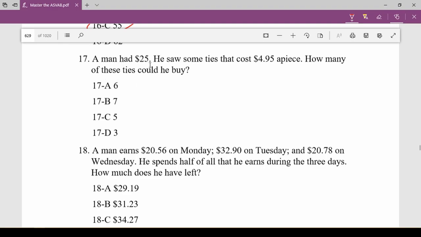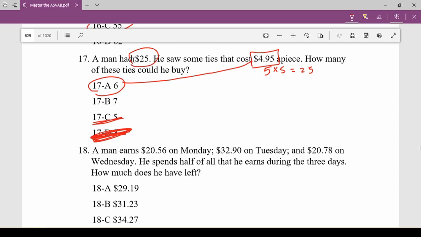Number 17. A man had $25. He saw some ties that cost $4.95 apiece. How many of these ties could he buy with his $25? So in other words, he has almost $5. So we know that 5 times 5 is 25. The ties cost less than 5, so we know he's going to be able to purchase at least 5 ties. We know 3 is not a choice because if the ties were $5 per tie, he could still buy them. And again, we're assuming there's no tax. Now let's just see, if he bought 6 ties for $4.95 apiece, would he have enough money? So let's see if that's going to work. If not, we know the answer is just going to be 5.